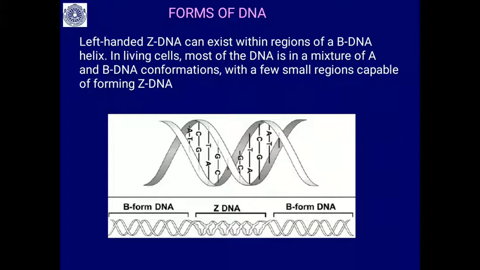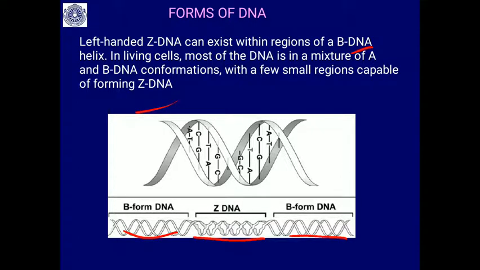The left-handed Z DNA can exist within the regions of B DNA. This is the B form, in between you will find a Z form, and here the B form. That is what you can see in a living cell. Most of the DNA is a mixture of A and B DNA conformations with small regions capable of forming Z DNA.